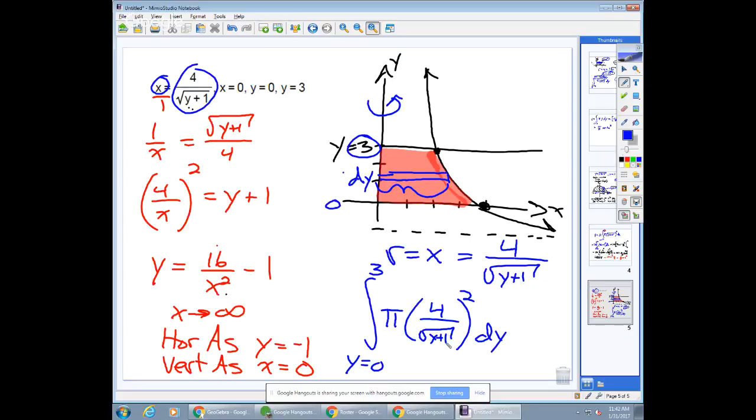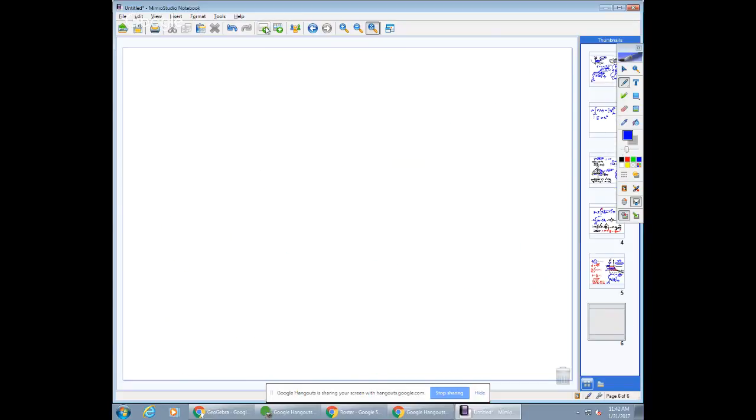When I spin that, I'm going to generate these thin, micro-thin cylinders, and the volume of a cylinder is always pi r squared h. So that's where this integration formula comes from for the disk method. Okay, so let's see. 4 squared is 16, so I can pull out a 16 pi. The square cancels the square root. So I think we've got, for the volume, 16 pi times the integral as y goes from 0 to 3 of 1 over y plus 1 dy.